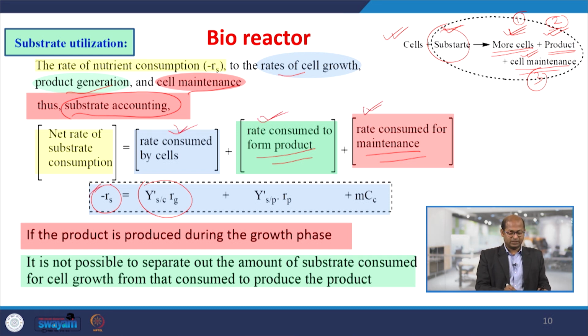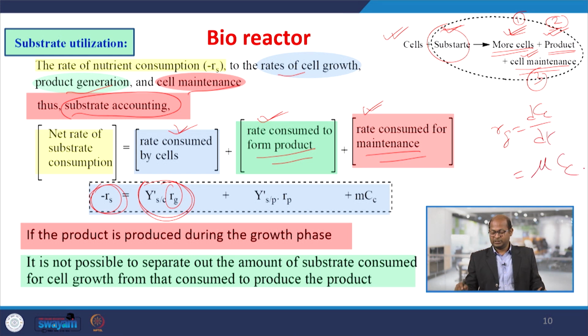So, the net rate of substrate consumption we can write as minus Rs equals Y prime SC into Rg, that is the rate of cell formation. At the beginning we have written Rg, the rate of cell formation, as mu into Cc. So, if we know the rate of cell formation and Y prime SC, that is the amount of substrate consumed per unit cell formation, and multiply it with this rate, then we get the rate of consumption of the substrate for cell formation. We can write it this way, and then the rate of consumption for product formation.